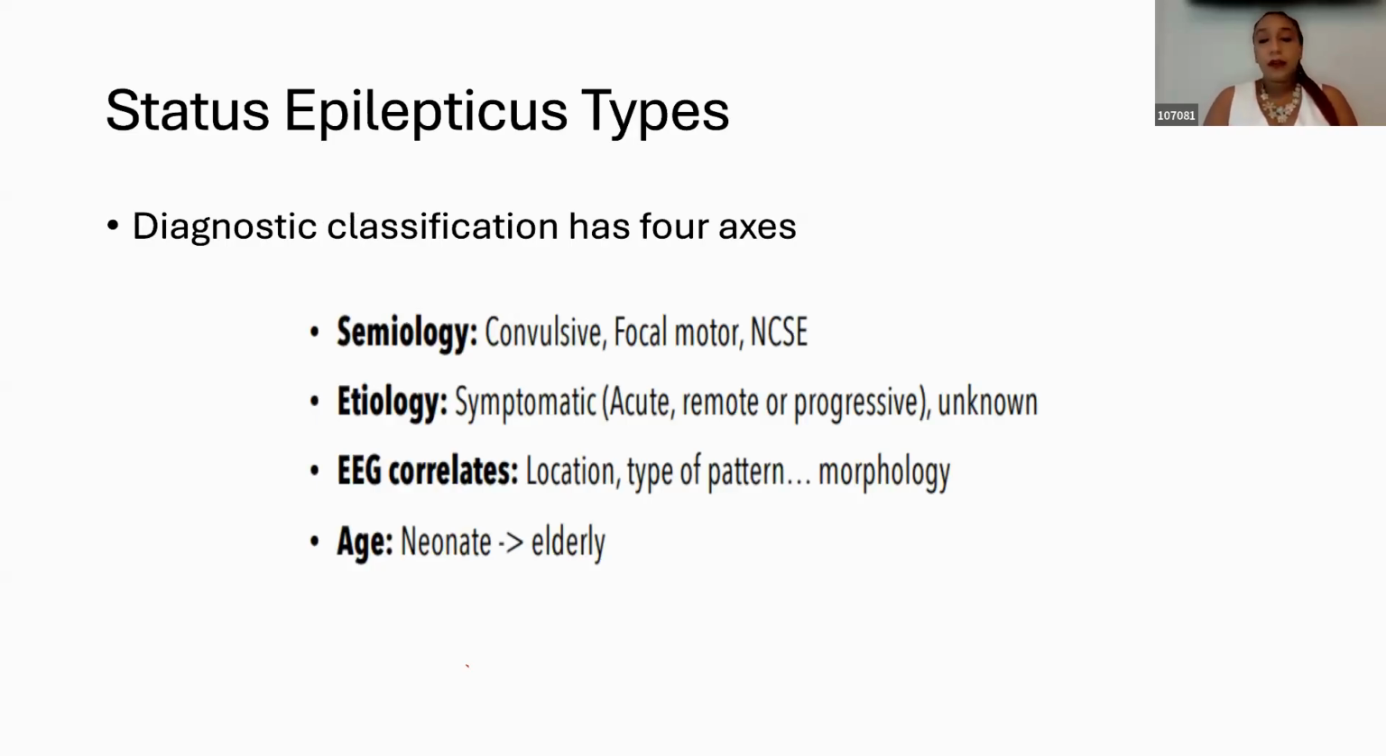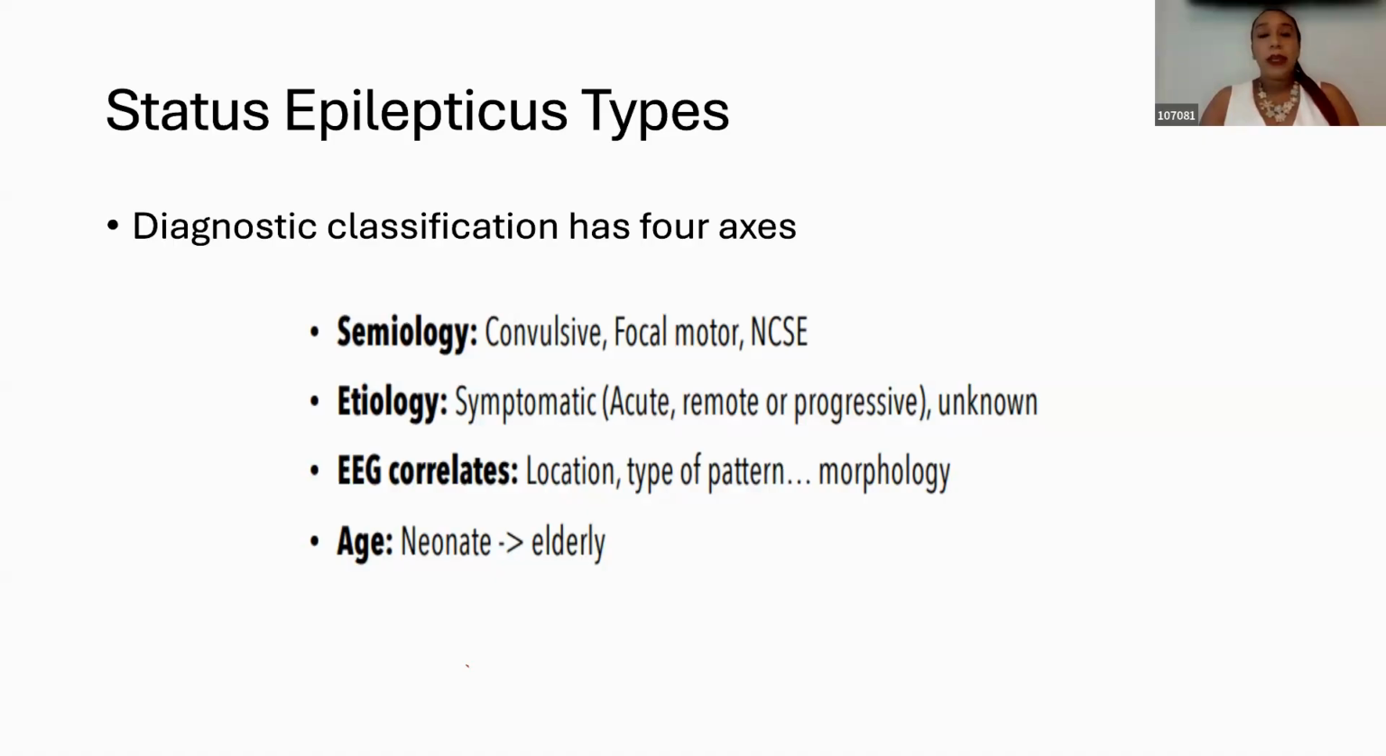So status epilepticus has 4 axes. What I mean by that is there's the semiology, the etiology, the EEG correlate, and the age, right? So semiology is, what is the seizure like? When a patient comes in, what are they doing? That tells us that they're having a seizure. So convulsive is the one that we all know about, tonic-clonic. Focal motor could be impaired or unimpaired, where the patient is aware of what's going on and half of their body is actively having a tonic or a clonic movement. And the non-convulsive status is these patients may be comatose or they may be awake and having a seizure.